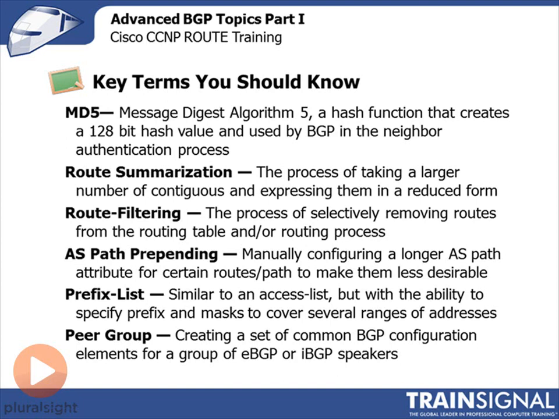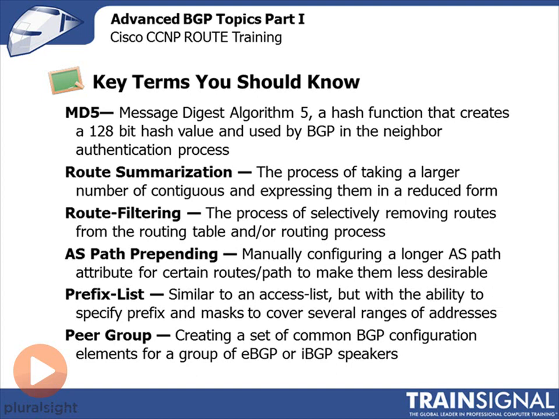Let's look at some of the terms we talked about in this particular lesson. MD5, remember that's the Message Digest Algorithm version 5. It's a hash function that creates a 128-bit hash value and is used by BGP to authenticate neighbor messages, much as it has been in EIGRP and OSPF.